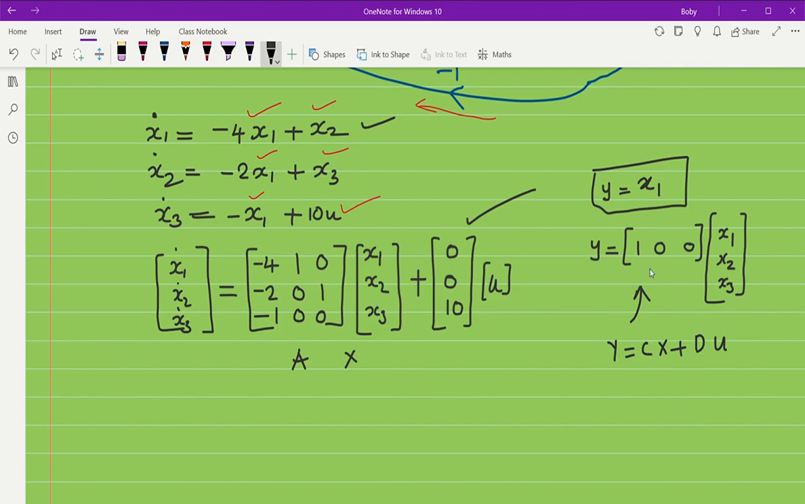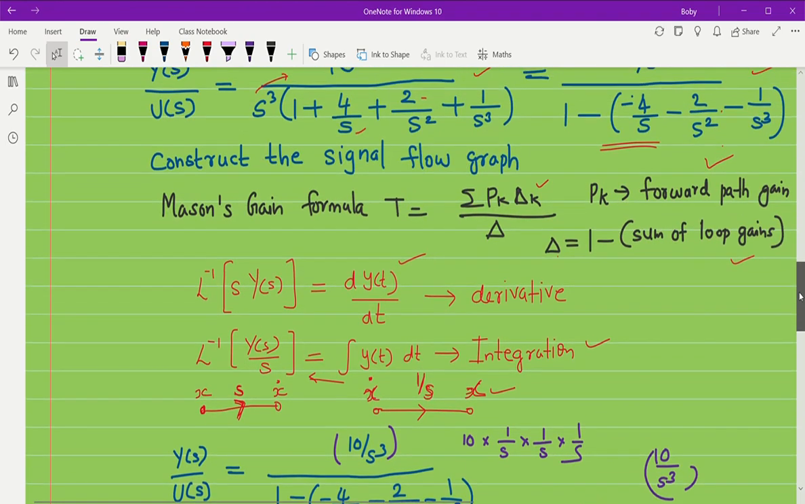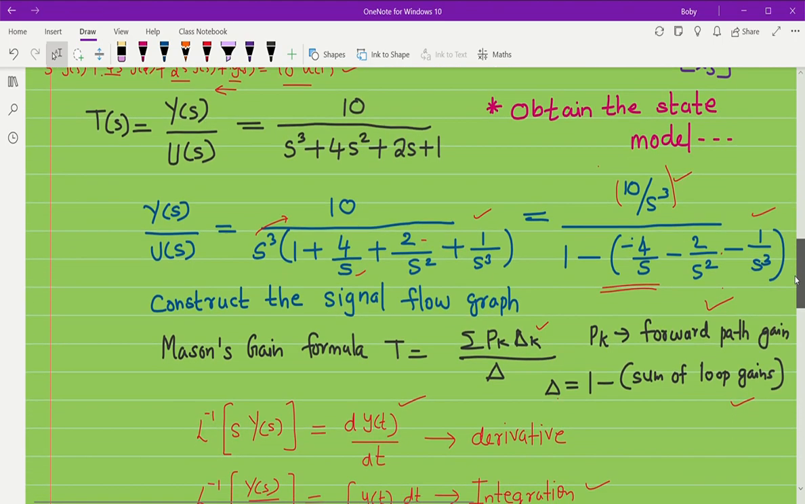So this is the equation y is equal to x1. From the equation we are obtaining the expression for the output equation: y is equal to 1, 0, 0 times x1, x2, x3. So this is the state equation and this is the output equation. This is how we are getting the state model from the transfer function by using the signal flow graph. After finding the signal flow graph, this is the method to convert the transfer function into a state model.